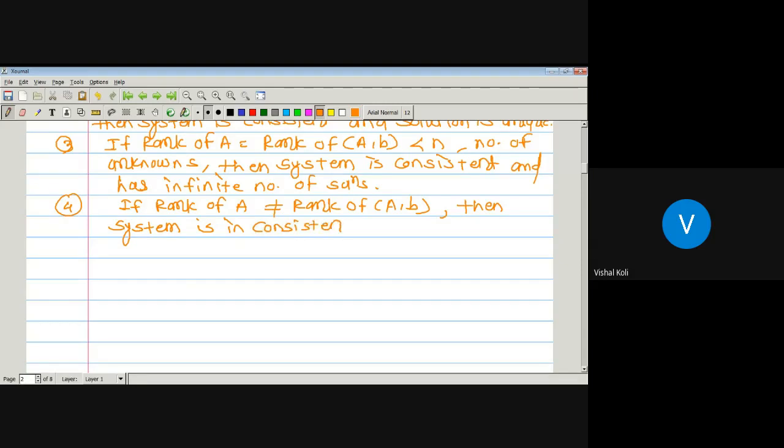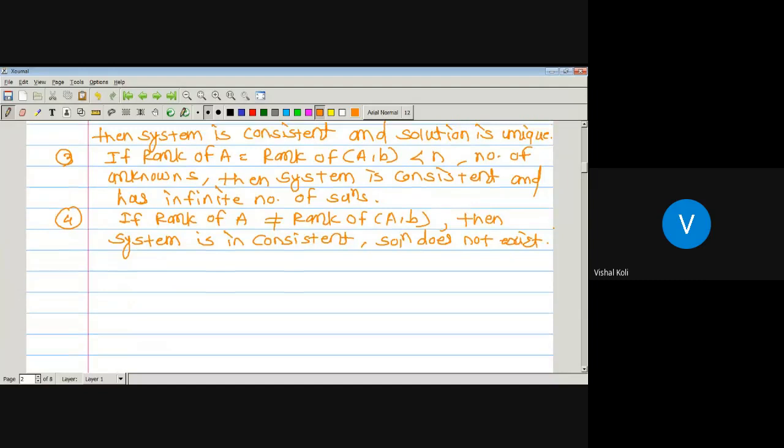Inconsistent. That is, the solution does not exist. Does not exist. So this will be the consistency for the linear system.